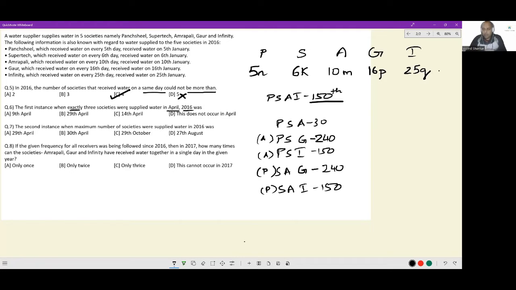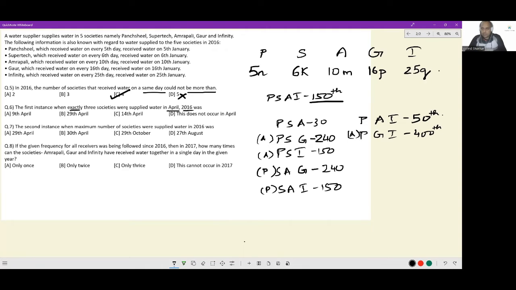Oh, I have not completed the entire list for P. PSA, PSG, PSI, then PAI, then PGI. I should also be taking care of this. PAI: 5, 10, 25, 50. The 50th day they will receive. And this is an acceptable case, I hope. This is an acceptable case, very much so. Because in PAI, G will not come and S will not come. 16 and 6 not coming. How about PGI? This is the 400th day, 25. For the 400th day, A will come. So this is not acceptable.